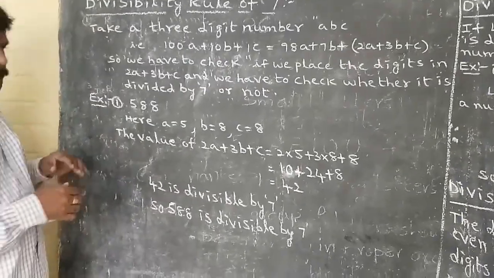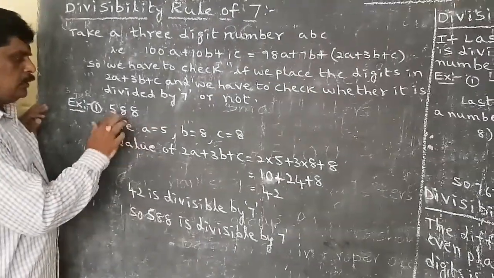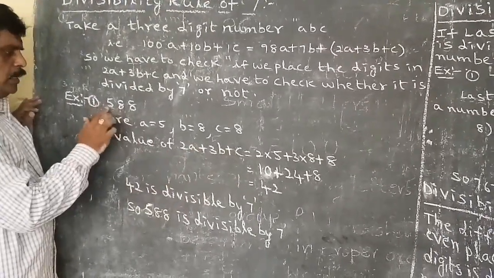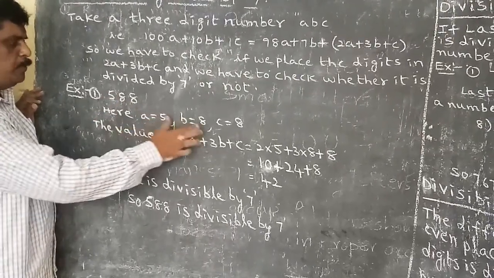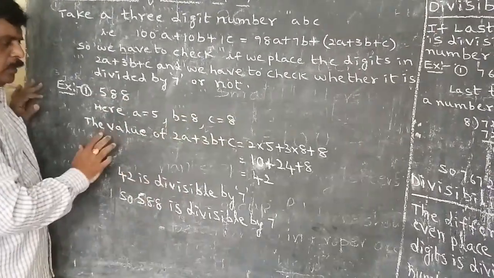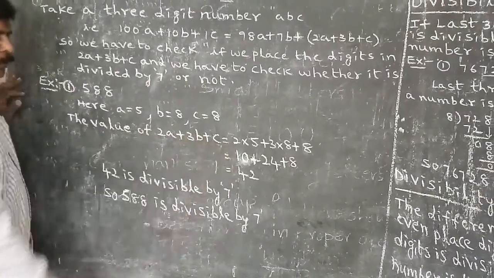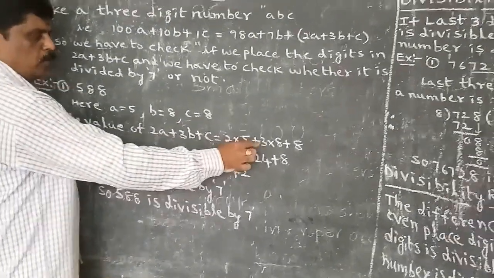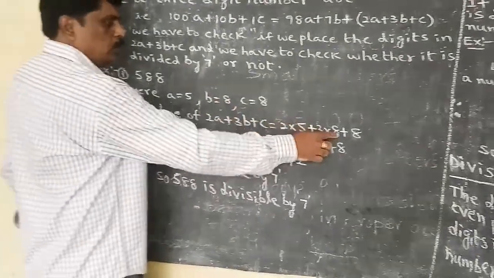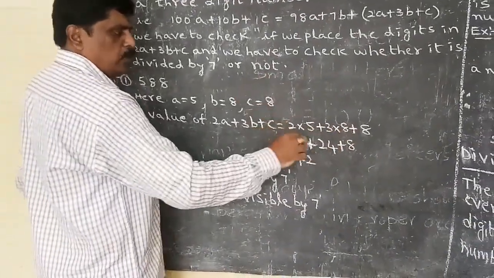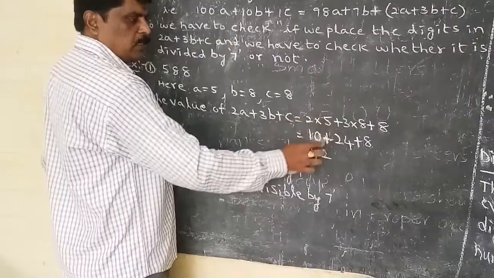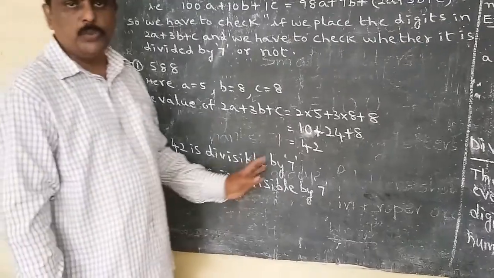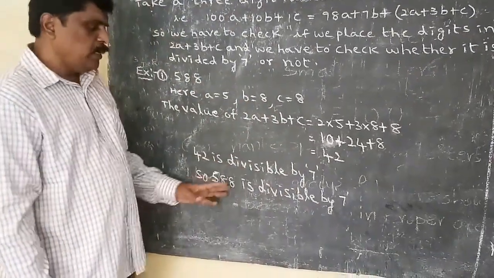I will explain it one more time for you. Here you have to check 2A plus 3B plus C only. Here A is equal to 5, B is equal to 8 and C is equal to 8. The value of 2A plus 3B plus C is equal to 2 into 5, plus 3 into 8, plus 8. 2 fives are 10 and 3 eights are 24, plus 8. The total value of these three numbers is 42. 42 is divisible by 7, so 588 is divisible by 7.